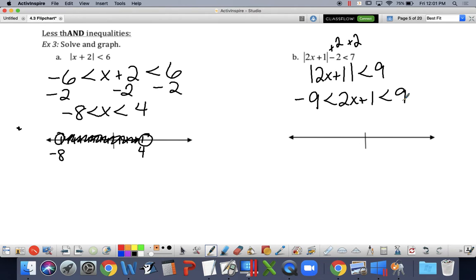Will there ever be a time where you have less than or equal to? Yes, if they start with a less than or equal to. So you just follow what the original question says. You write your next statements based on that.